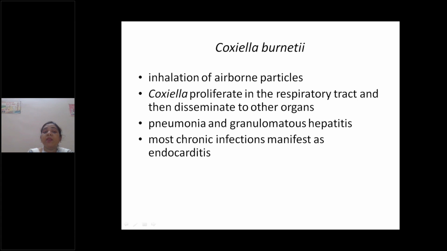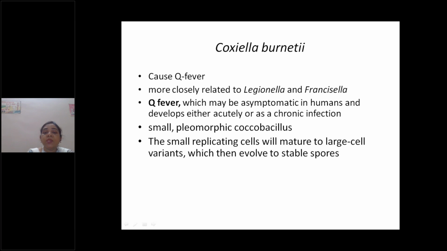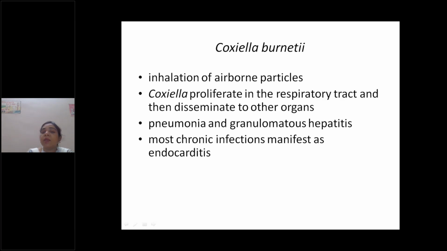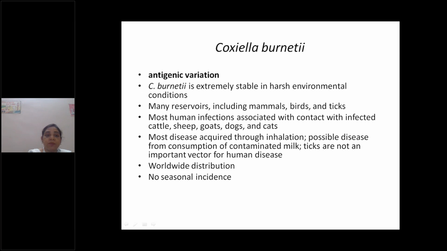How does man acquire infection? By inhalation of airborne particles. So see here, man acquires infection through airborne particles, but not through vectors. Okay? And Coxiella proliferate in the respiratory tract, and then they disseminate to different organs of the body. Common features: it is usually characterized by pneumonia and granulomatous hepatitis. Most chronic infections manifest as endocarditis.